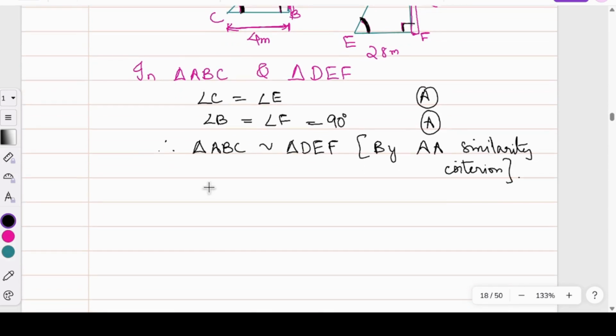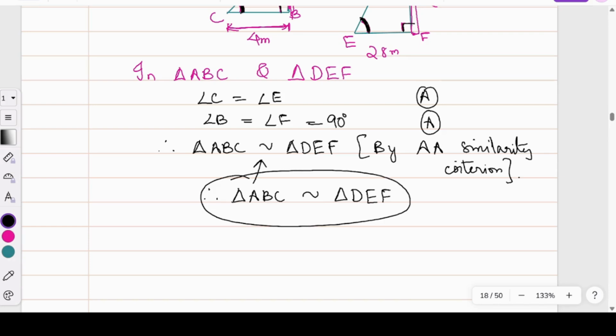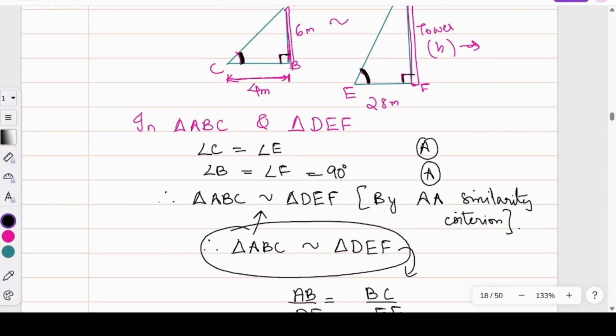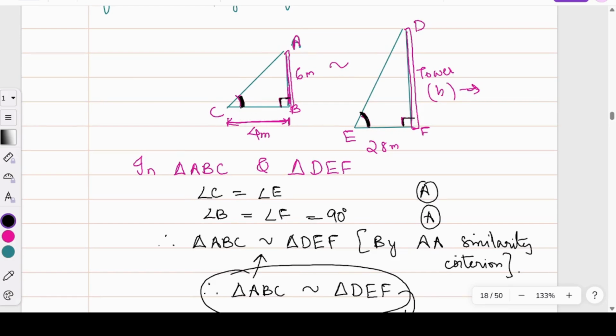Now what we can write? Therefore, triangle ABC, it is similar to triangle DEF. Okay, we have proved here, right? So, if these two triangles are similar, what I told, then we can use which theorem? That is using the proportionality. If these two triangles are similar, then automatically what we can write? AB by DF equal to, what will happen here? BC by EF, right? AB by DF equal to BC by EF.